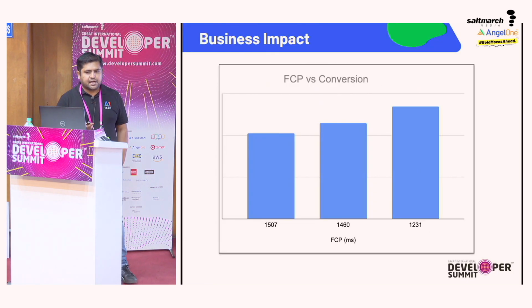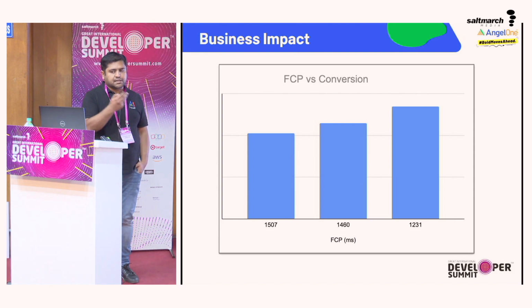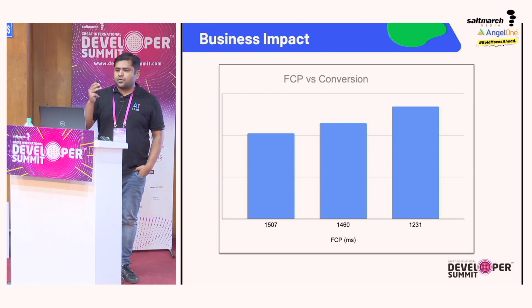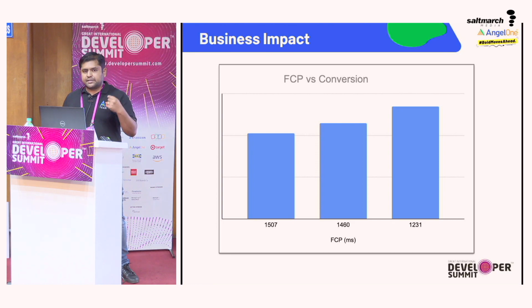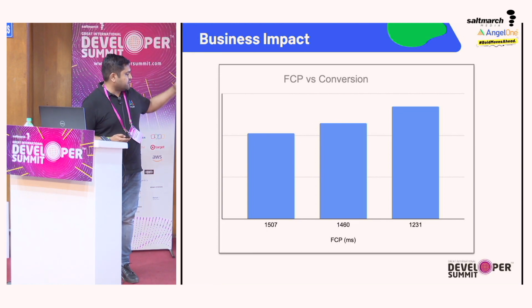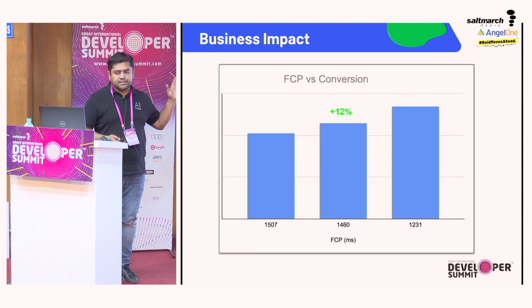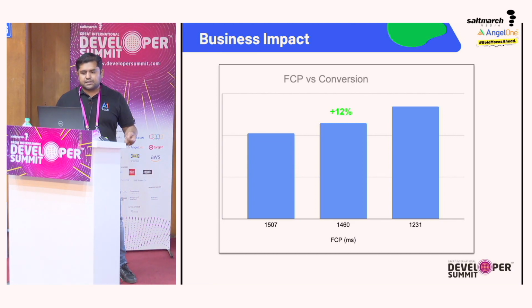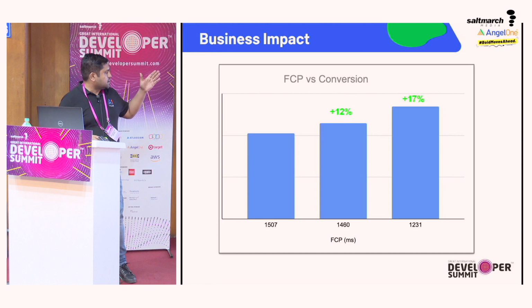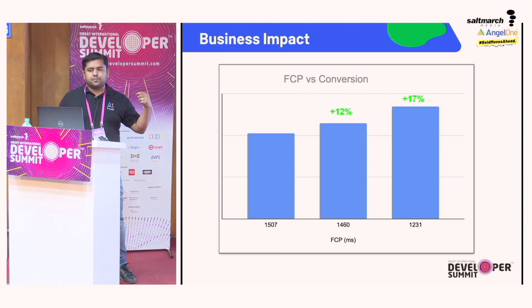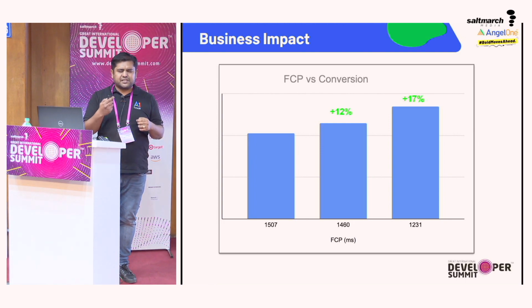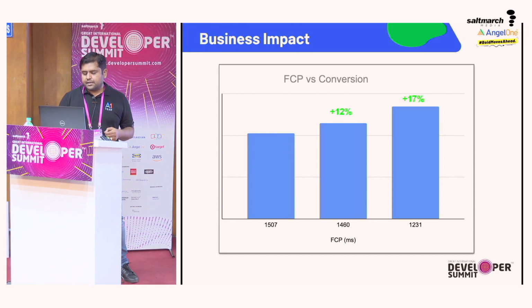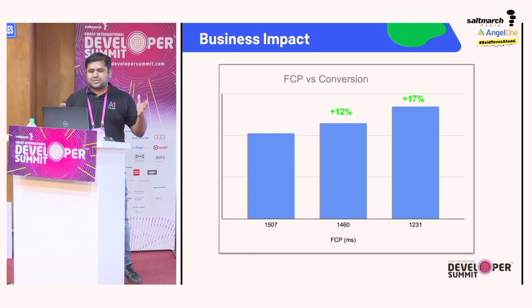We measure our FCP, the first contentful paint, against the conversion for our websites. When our 75th percentile of FCP was 1500 ms, even though it was well within the limit, the moment we moved it to 1460, we saw a jump of 12% in the conversion. We optimized it further to 1230. That time we saw a jump of 17 more percent. So when we went from 1500 to 1230, a change of close to 270 or 280 milliseconds, we saw an overall jump of close to 30% in our conversion.